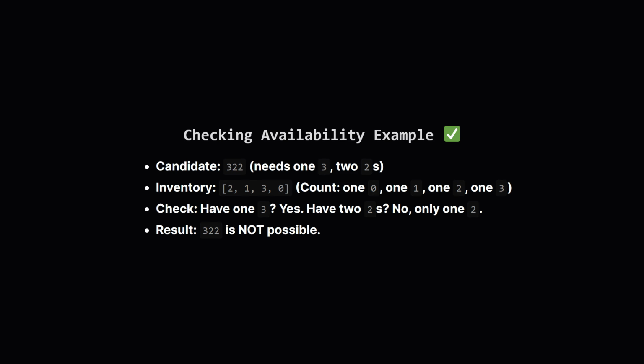Let's try checking another candidate. Say we're testing the number 322. It needs one 3 and two 2s. Let's look at our inventory from the input: 2, 1, 3, 0. We have one 0, one 1, one 2, and one 3. Do we have the required digits for 322? We need one 3. Yes, we have one 3. We need two 2s. We only have one 2 in our inventory. So we cannot form 322 from the digits 2, 1, 3, 0. This checking process becomes really straightforward with the counts.